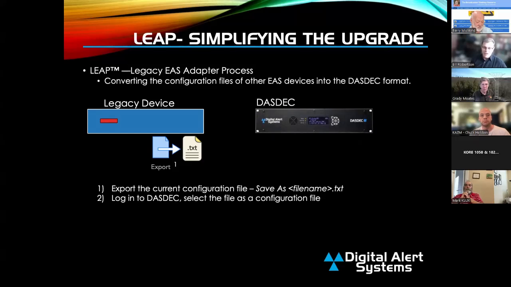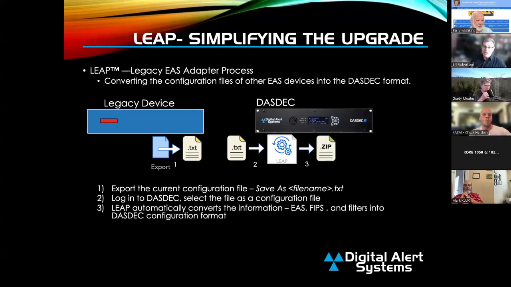What we do then is you log into your DASDEC and select that file, the one you've stored. You say, this is the configuration from this legacy device, bring it into the DASDEC. The DASDEC uses LEAP to automatically convert it into a DASDEC configuration format. We use a .zip extension because it expands it into all of the different fields that we have. So now your EAS event codes, your FIPS, and the filters from the old device are all propagated and put together in the DASDEC format. All of the alert agent settings and everything else like that are now translated into a DASDEC format.